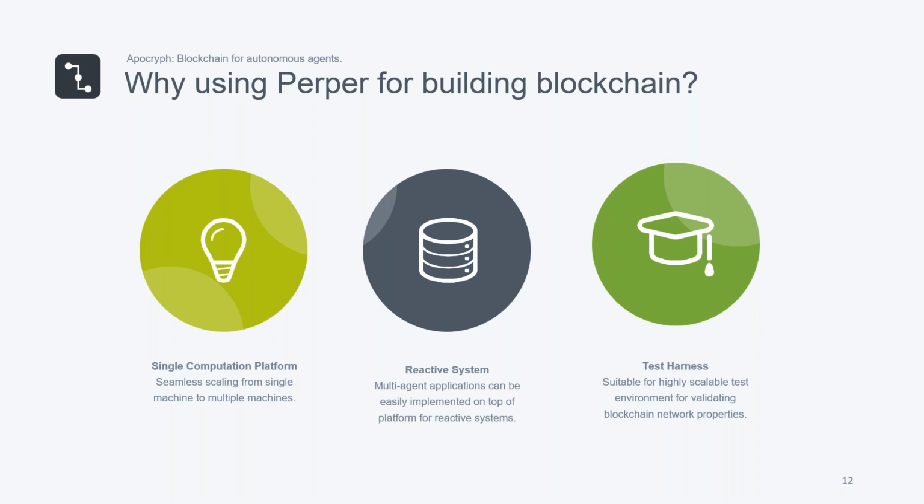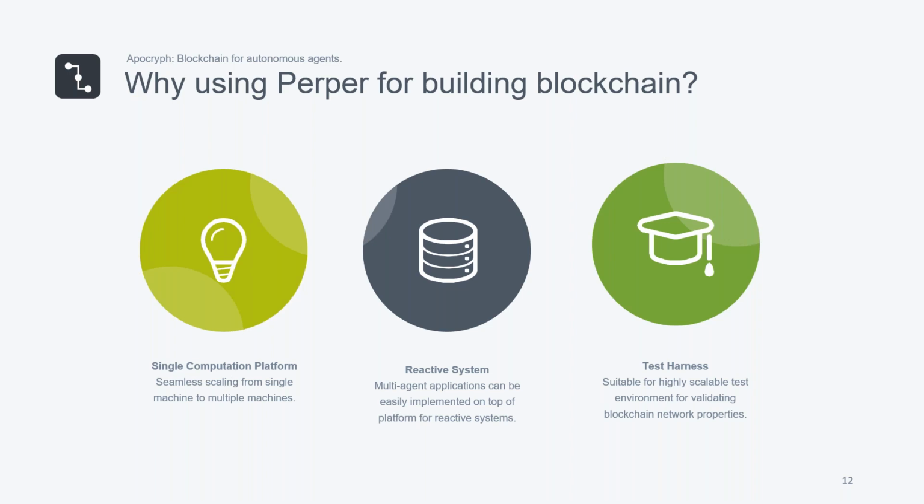Because of all the problems that we have with existing blockchain technologies, and especially with the developer productivity that you can achieve on those existing technologies, we decided that we can build a blockchain that is focused on developer productivity and allows us to really deliver those projects. This is one of the reasons why we selected Perper: it's a single platform that can easily scale from a single machine to multiple machines.